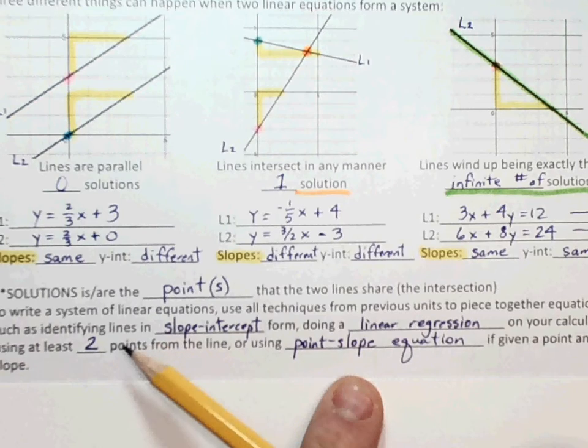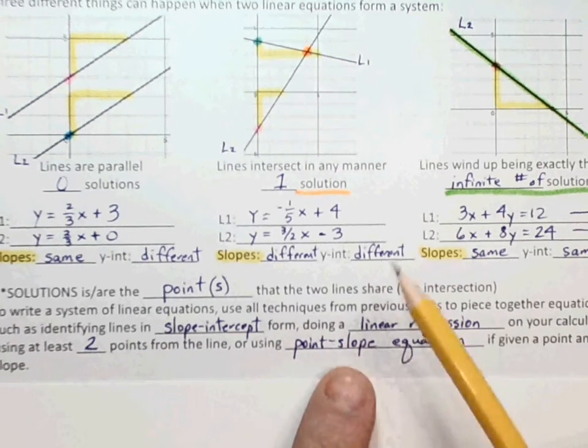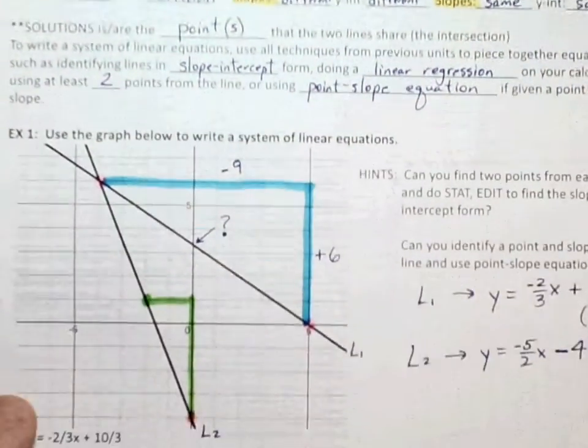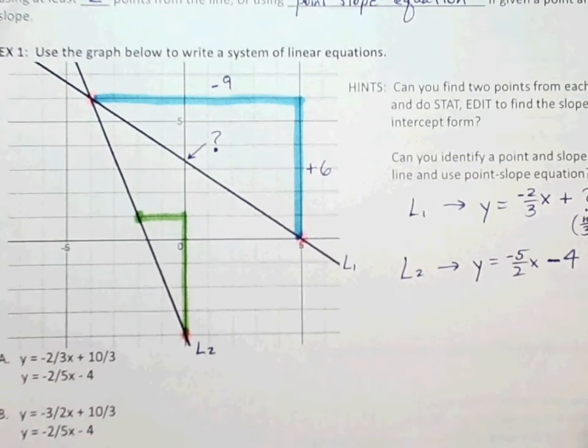You can do a linear regression, stat edit, on your calculator. You've got to have at least 2 points from the line. Or we could use the 3-box method and use the point-slope equation. Okay? So, let's take a look, and I'm going to talk you through this.